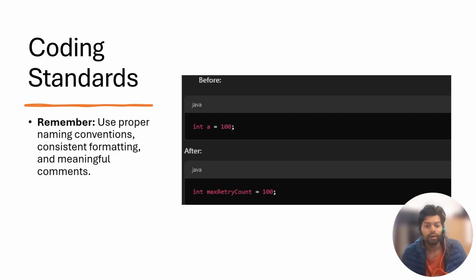Also, again, we should use proper naming conventions. Assuming that there is a retry count, you should not use a normal variable. At least the user should know; it should be meaningful. As an example, I assigned a equal to 100, but better you can write maxRetryCount, because we are retrying 100 times, two times, three times, like that.